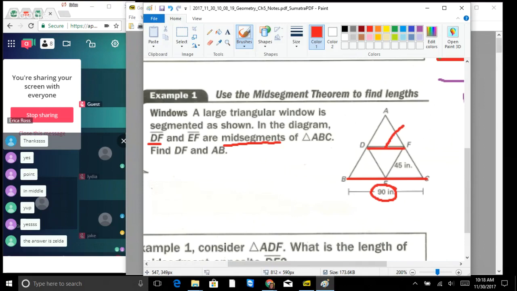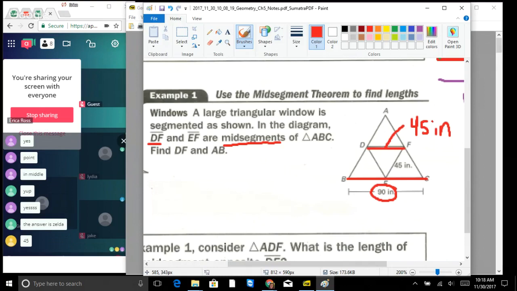It's half of 90, right? Because our theorem 5.1 says the mid segment is half as long as the third side. So this is just 45 degrees, or 45 inches. I've been doing too many angles. 45 inches.